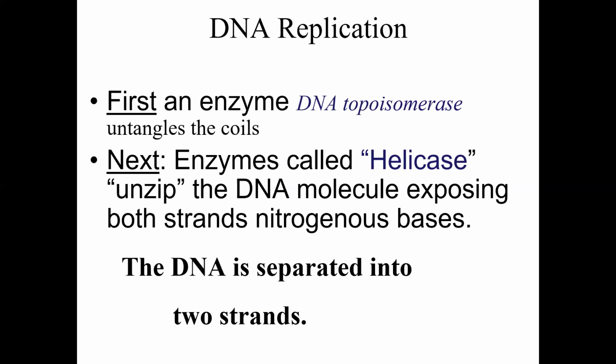In the first stage, we have an enzyme that is called the DNA topoisomerase. DNA topoisomerase is the first enzyme that acts on the DNA molecule during replication. So what does the DNA topoisomerase do to the DNA? It untangles the coils that are in the DNA.